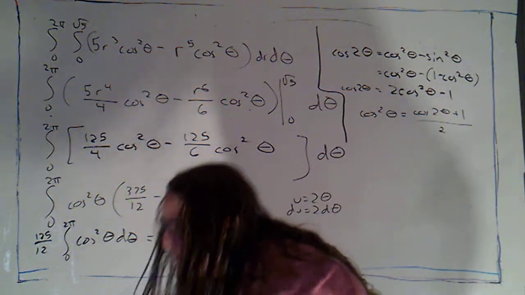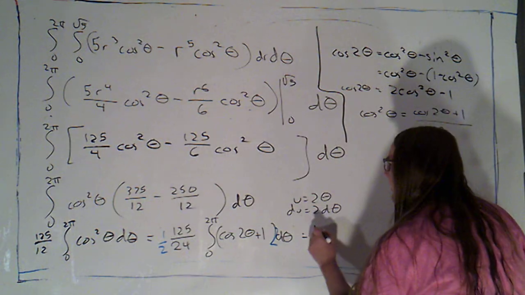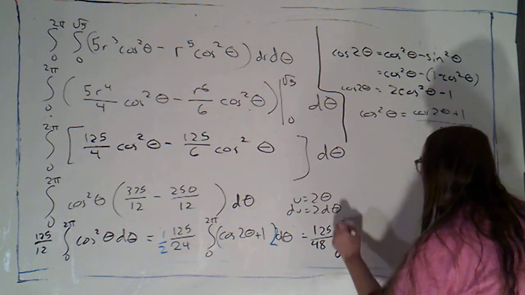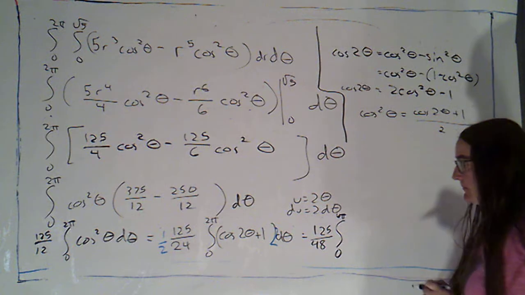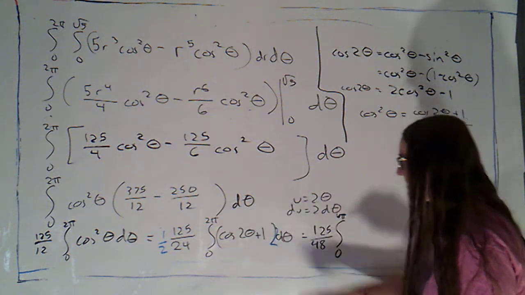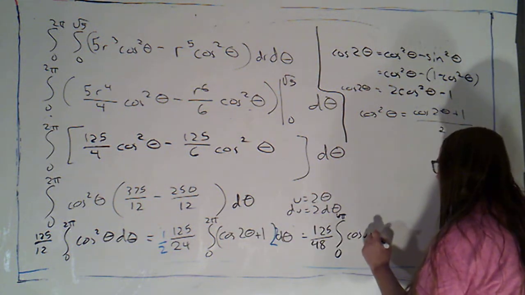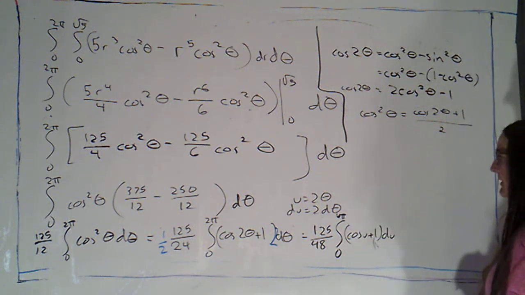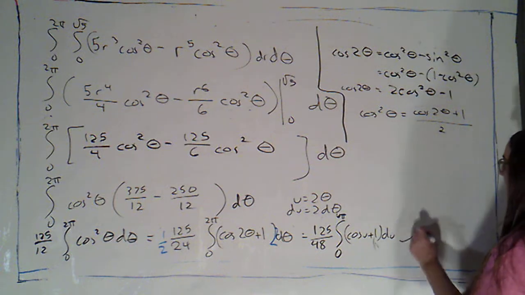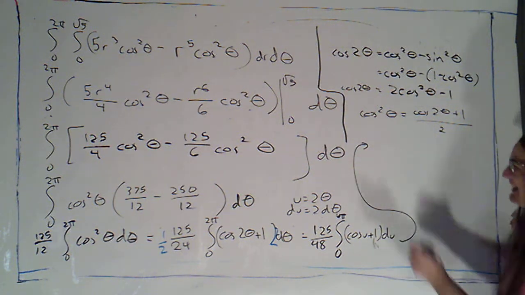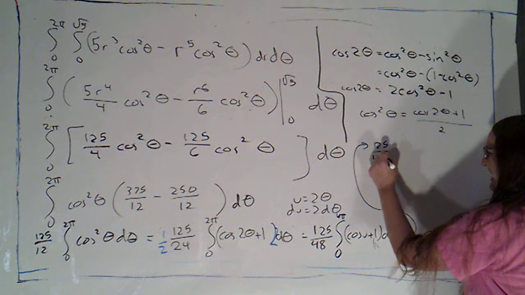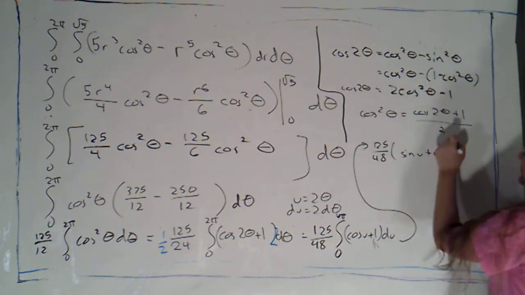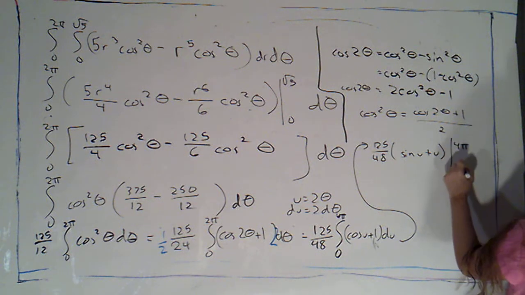Okay, so now this becomes 125/48 integral from 0 to 4 pi. These become the u values here. And then it's just cosine of u plus 1 du. So I'm going to bump up to here. 125/48. Antiderivative is going to be sine of u plus u. And we're evaluating that between 4 pi and 0.